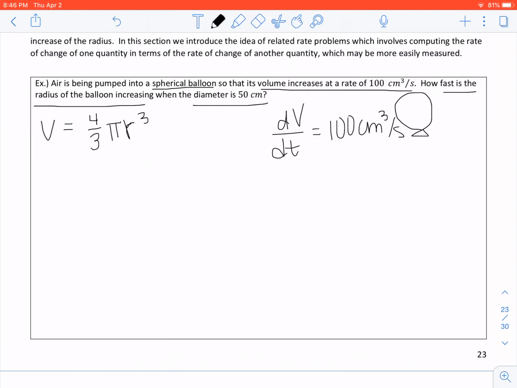What we're asked to find is how fast the radius of the balloon is increasing. How fast, again, is another word for a rate. So we need to find dr/dt when r is equal to, well, if the diameter all the way across the balloon is 50 centimeters, the radius is going to be 25 centimeters. It's half of that.